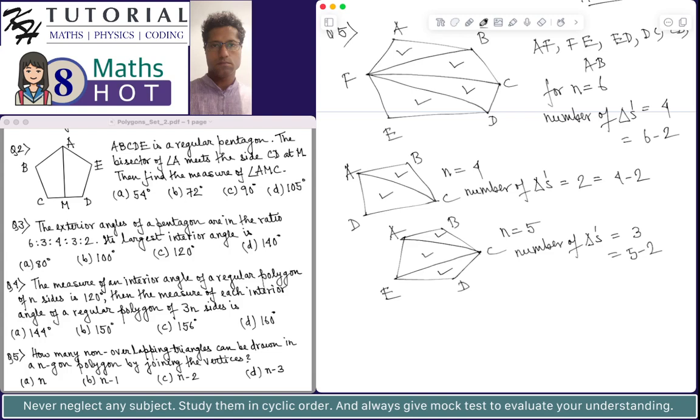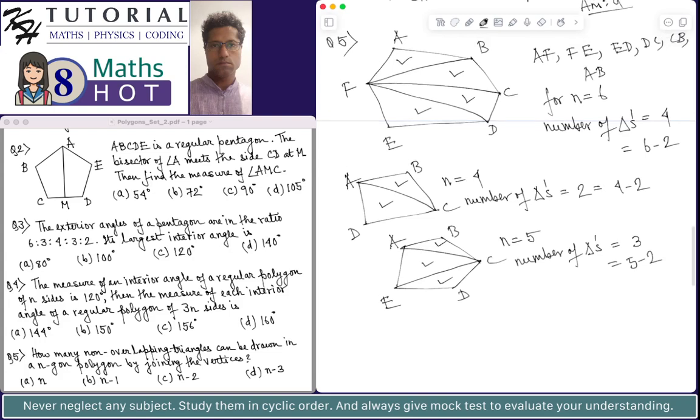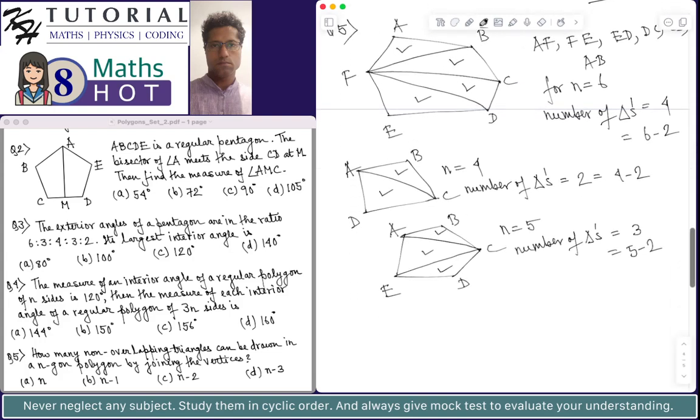So in all the cases, at least for the cases of n equals to 4, n equals to 5, and n equals to 6, we can see that in all the cases the number of non-overlapping triangles is coming out to be the number of sides minus 2. So based on this intuition, I think the answer will be n minus 2. I am not sure, but I think this should be the answer. The correct choice is C.